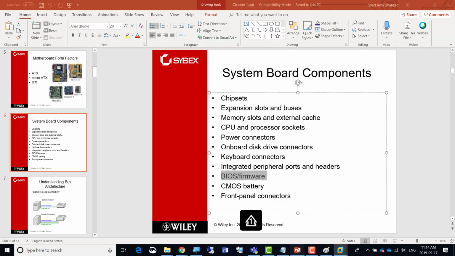So if we go further ahead, we wanted to know peripherals. Peripherals are on the motherboard: keyboard, mouse, sound, and then onboard disk drive connectors. I showed you two connectors. One is power connector, one is data connector. Then there's CMOS battery.